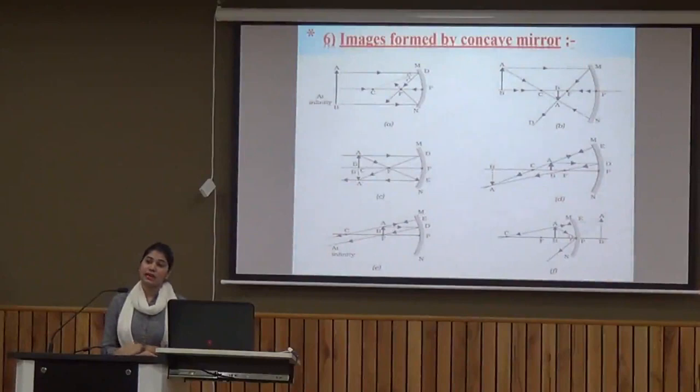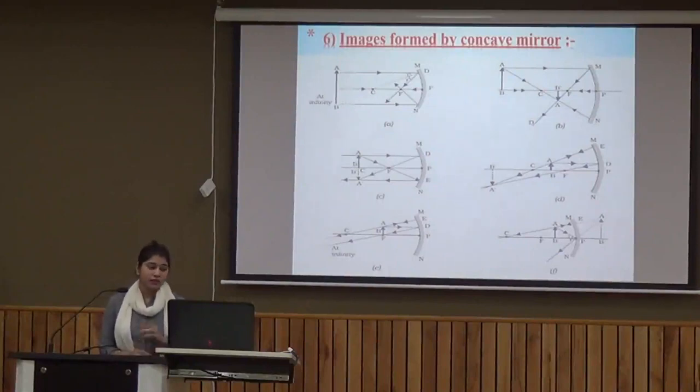Now this slide shows the images which are formed by a concave mirror. In ray diagrams, we study how the nature and the position of the image change if you change the position of the object. That is the importance of a ray diagram. And why do we study the rules? Because to make the ray diagrams, it's important to study the rules. If you know the rules, you will be able to make the ray diagrams very easily. So let's go through all the image formation by a concave mirror one by one.